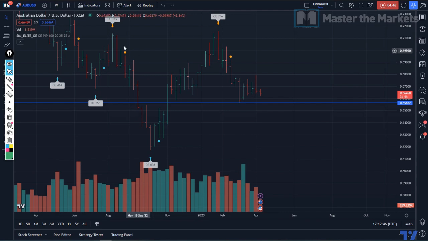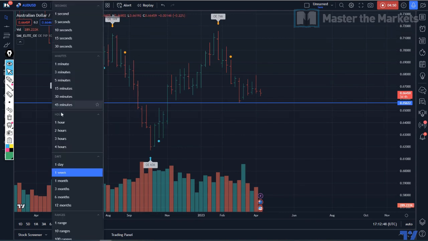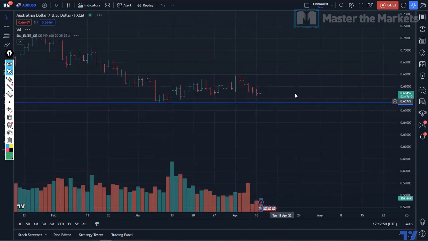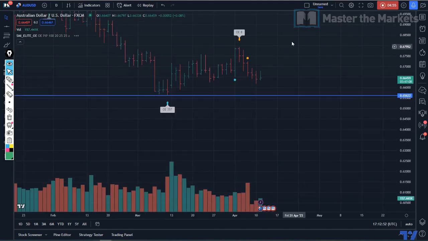So that's on the Aussie dollar. Okay, that's on the Aussie dollar over here. Very soon I'll go to Euro Yen as well and show you what we're doing over there.